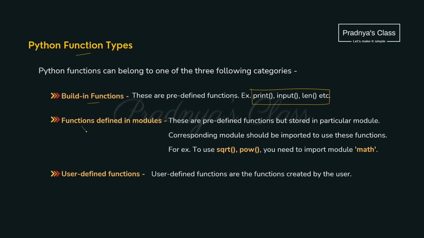The second type is the functions which are in some modules. Here is one module named math. If you want to use these functions, we must include this module using import statement. And the last type of function is user-defined function. User can create their own functions for their functionality. These two are developed by the developers, but this user can create their own functions.